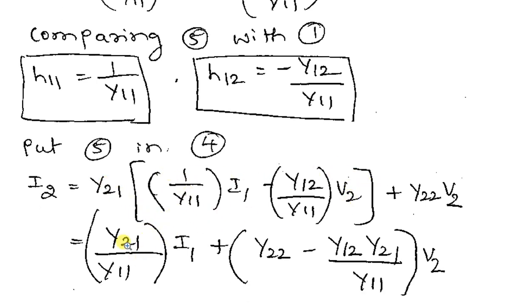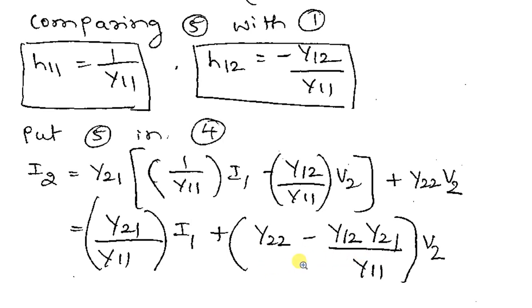So now multiply y21 by 1 by y11 into I1. Here V2 is there, here also V2 is there. So you have to combine and you will get something into V2. So y21 times minus y12, then y22 positive, and you subtract y21 y12. Now take the denominator: LCM is y11. After that y11 y22 minus y12 y21. This is nothing but delta y, the original y matrix determinant. We can write it as delta y by y11.